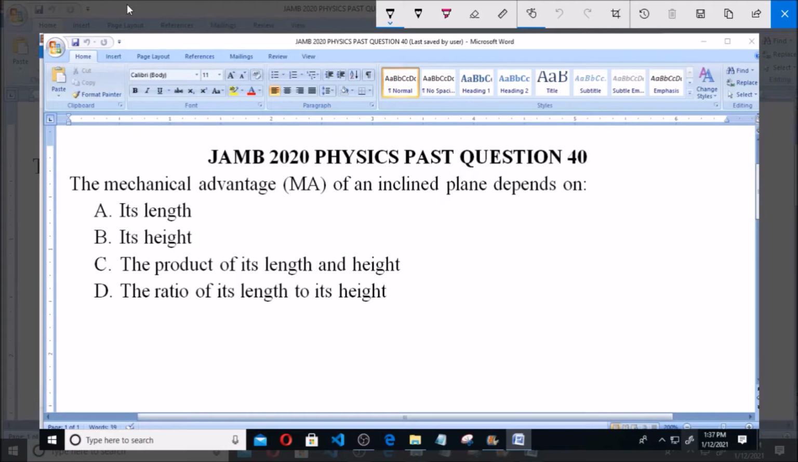The mechanical advantage MA of an inclined plane depends on: A. its length, B. its height, C. the product of its length and height, D. the ratio of its length to its height.